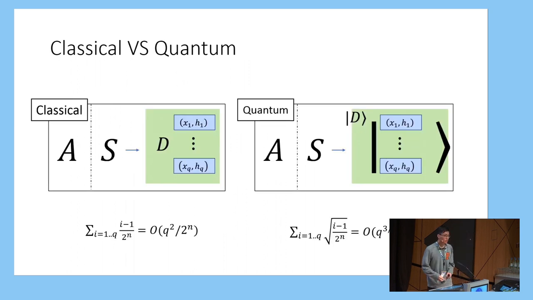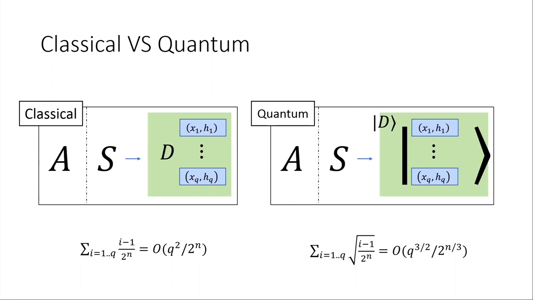And this is a comparison of what happens in the classical setting and what happens in the quantum setting. When we make Q queries, in the classical setting, we have a single database with at most Q entries. And this is the formula for counting the total number of probabilities. In the quantum setting, we have a quantum adversary, a quantum simulator, and also a superposition of the database. But for every possible database with non-zero weight, there are at most Q entries in the database. And the square root of the probability is bounded by this formula.